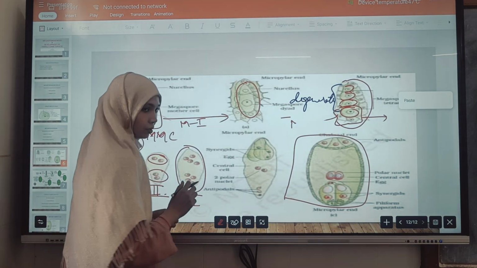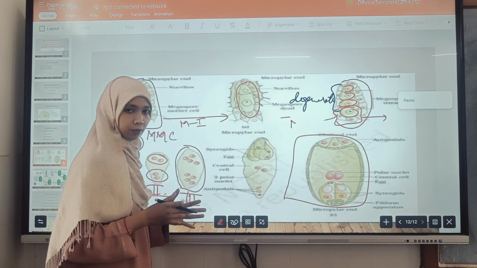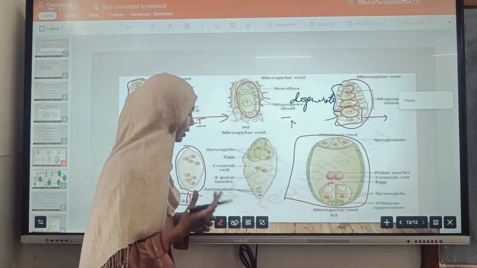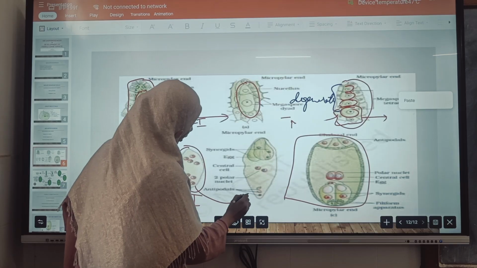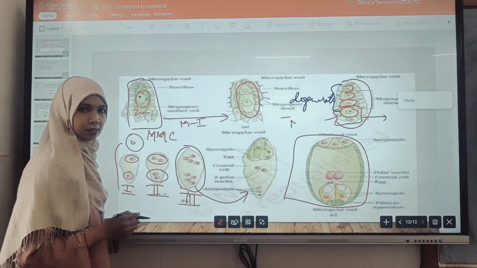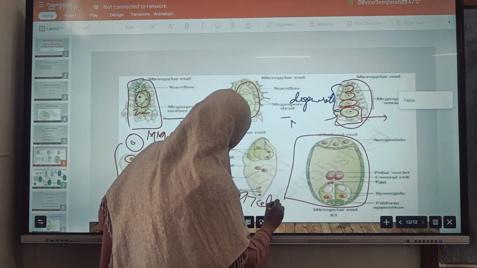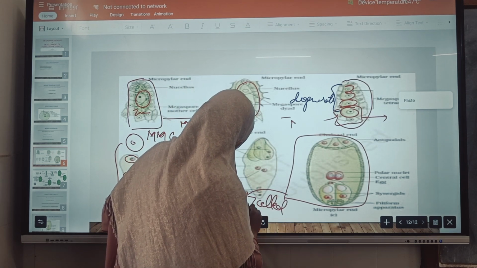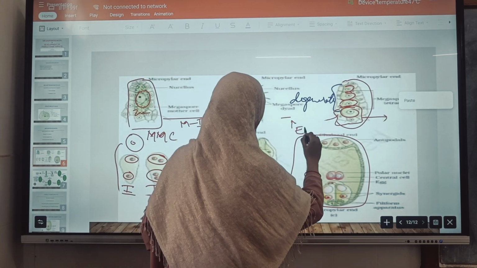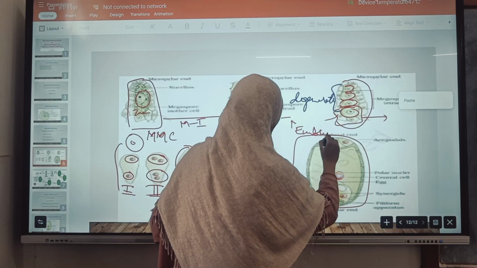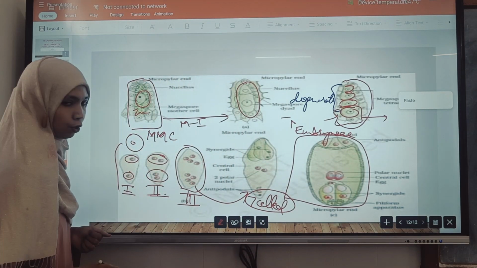These nuclear divisions are free nuclear divisions. What is free nuclear division? It means karyokinesis is not followed by cytokinesis. Later on, these 8 nuclei are covered by cell walls, and finally it forms a 7-celled structure. This 7-celled structure is called the mature embryo sac. So that is the structure of the mature embryo sac.